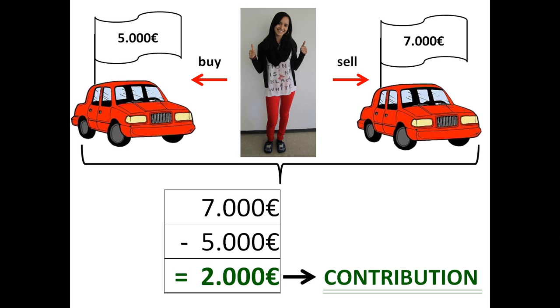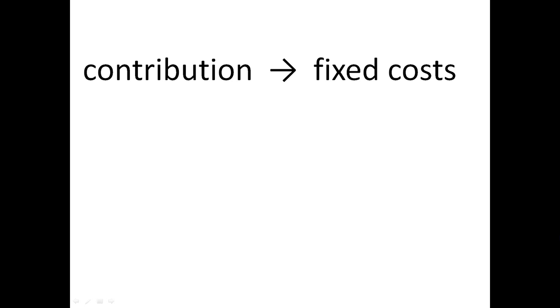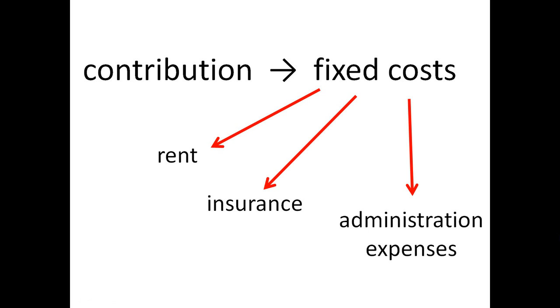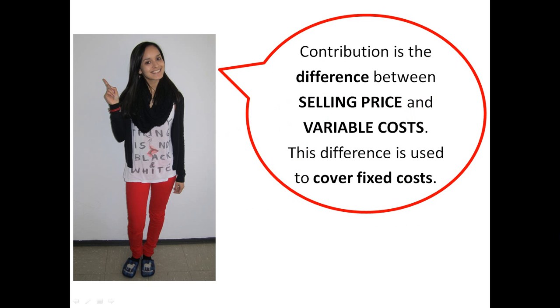But it is no profit because Bianca has to pay fixed costs for the car, such as rent, insurance and administration expenses. As a reminder, Bianca will now summarize this chapter for us. Contribution is the difference between the selling price and the variable costs. This difference is used to cover fixed costs.